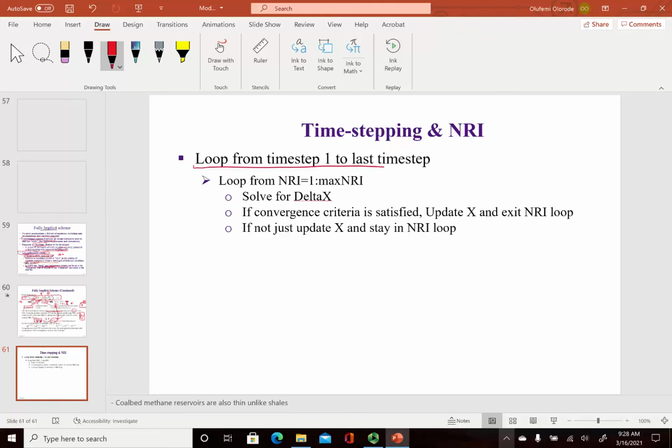So within a time step loop that goes from 1 to the last time step, say NT, we have another loop that goes from NRI 1 to maximum NRI. So this one is T going from 1 to NT. This is NRI going from 1 to maximum NRI, and typically this converges in less than 8 iterations. So we like to use anywhere between 8 and 12 as the maximum NRI. And first thing is to solve delta x, like we already wrote before, minus Jacobian / R.